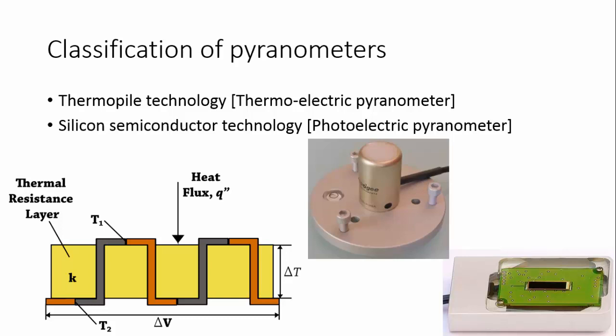So this is one such technology, and the second technology is silicon semiconductor technology, which is a direct conversion of photons into electricity. As we have seen in the solar photovoltaic system, it directly converts the radiation energy into electric energy. By that it measures the solar radiation. So this is a standard solar cell, that is, silicon semiconductor technology.